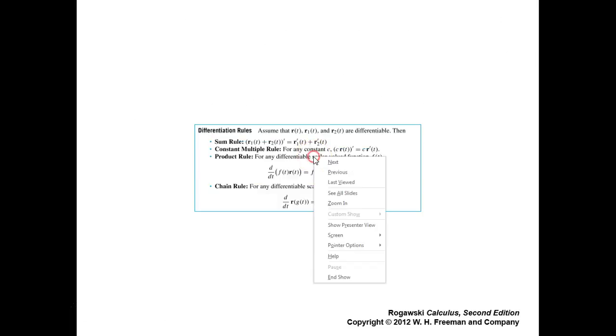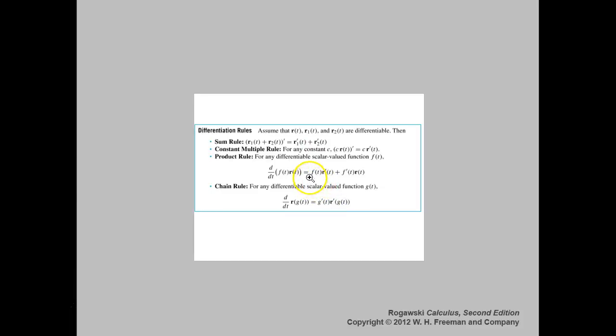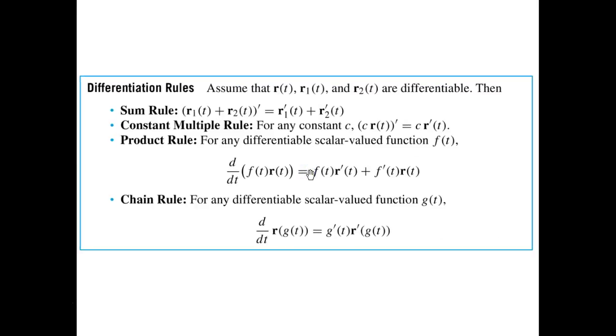Okay. All right, to move on. All right, here are the differentiation rules. And hopefully they would be what you would expect. Okay. Assume that r of t, a vector value function, r1 of t, some other vector value function, r2 of t, some other vector value function, are all differentiable functions.